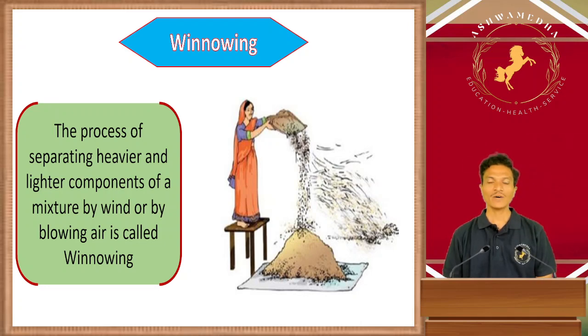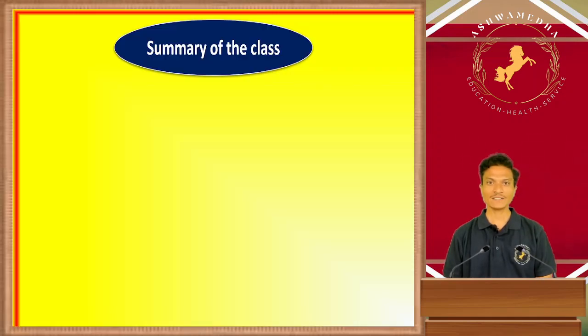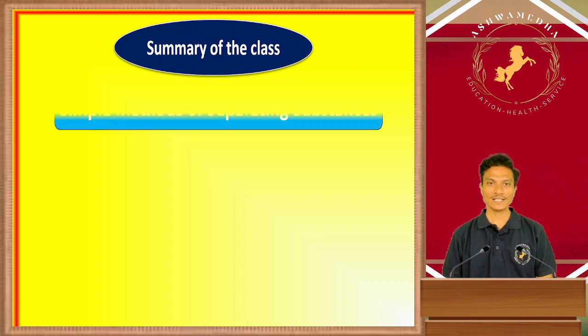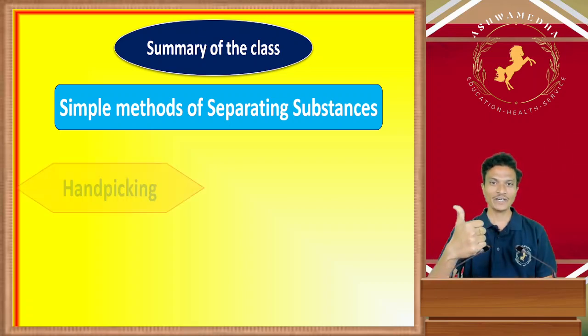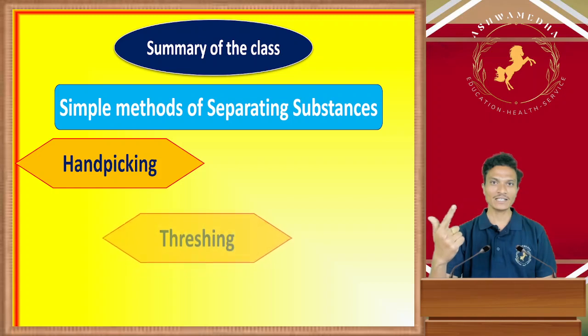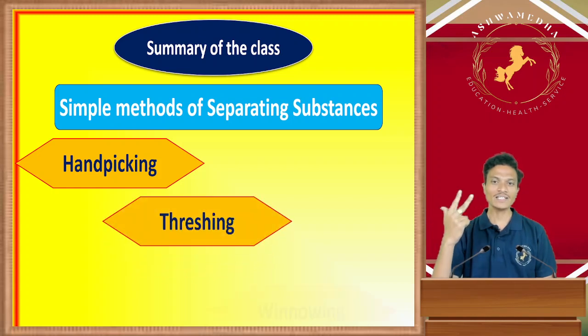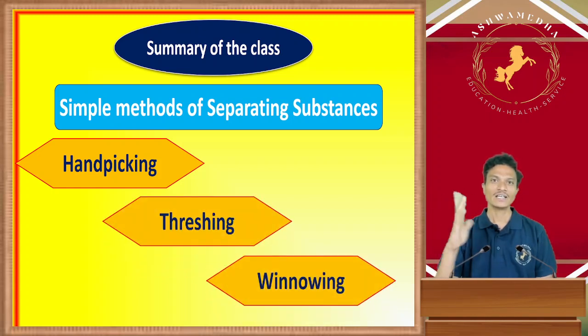Dear students, now let us summarize today's class. The summary of today's class is we have learnt 3 methods of separating substances. The first method is handpicking. Second one is threshing. Third one is winnowing. So 3 methods we have learnt in today's class.